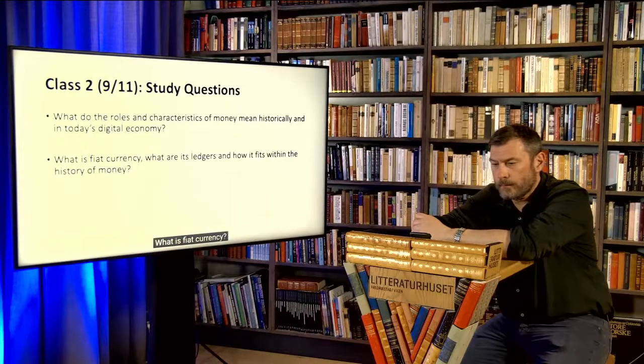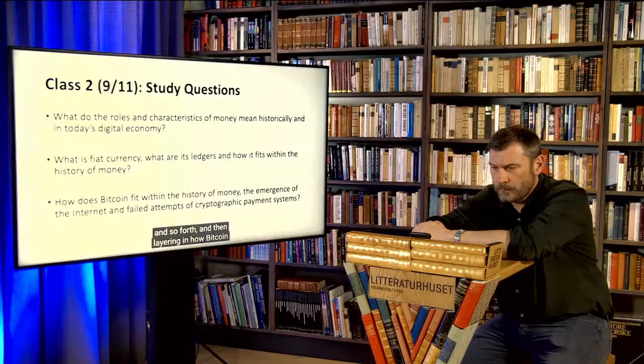What is fiat currency? Fiat currency is an invention really only of the last few hundred years, and we take it for granted now, but how does that fit into that whole history? And importantly, how do accounting ledgers, I know, boring stuff, but it's probably why we came out of the Dark Ages about 500 or 600 years ago, with double entry bookkeeping. Sorry, I like ledgers. We'll talk a little bit about ledgers and how that fits into money and securities and so forth. And then layering in how Bitcoin fits on top of that history.